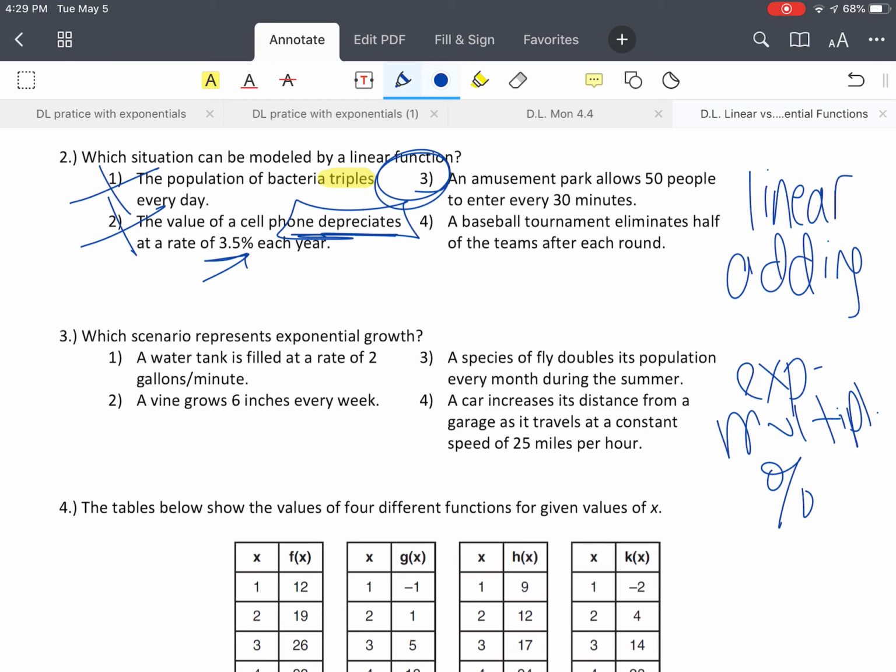A baseball tournament eliminates half of the teams. So I'm multiplying by 1/2. That's going to be exponential. Okay. Number 3, which scenario represents exponential growth?